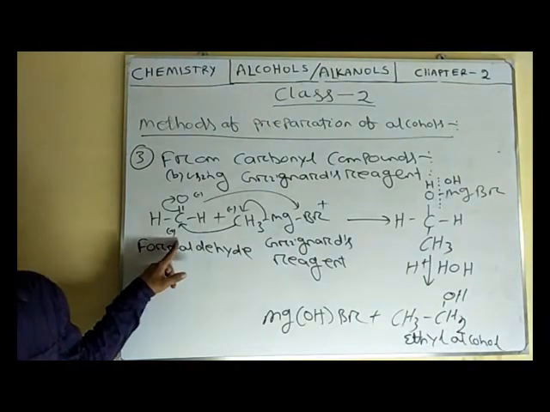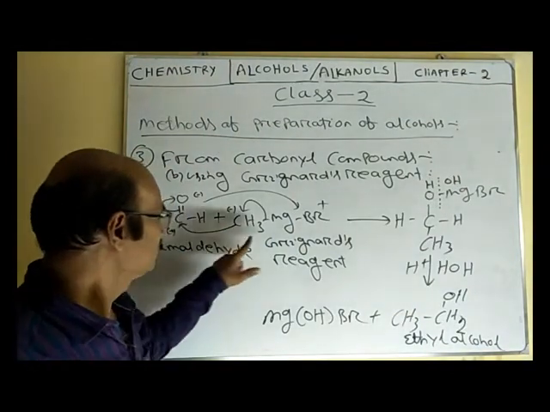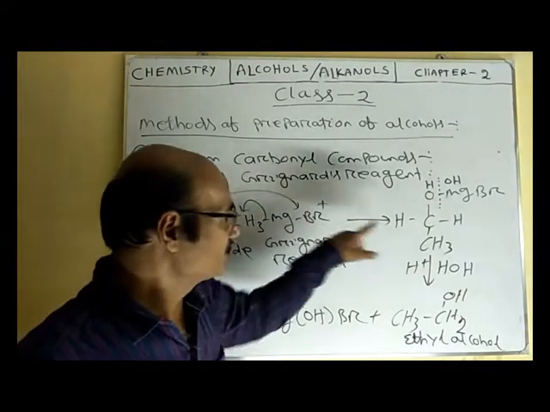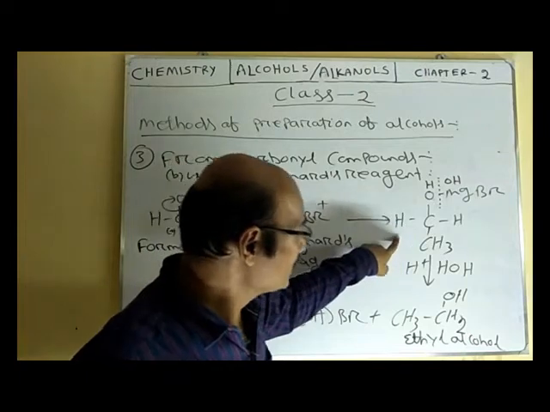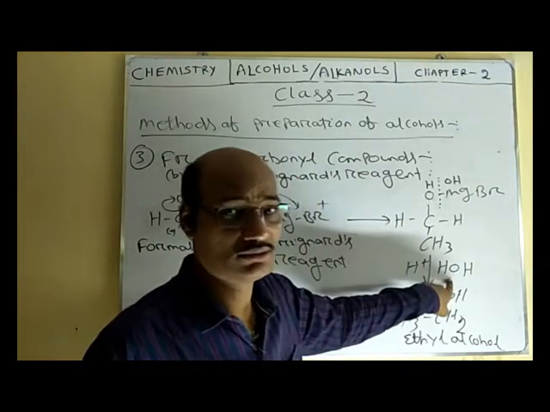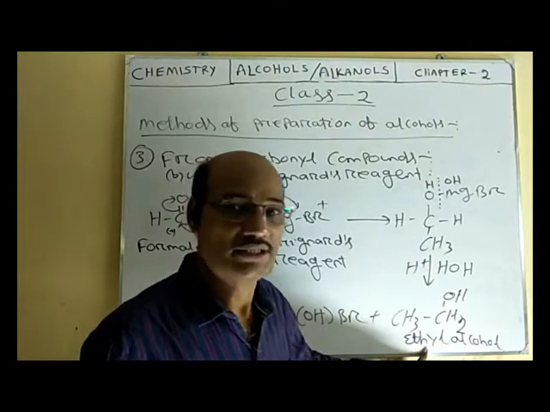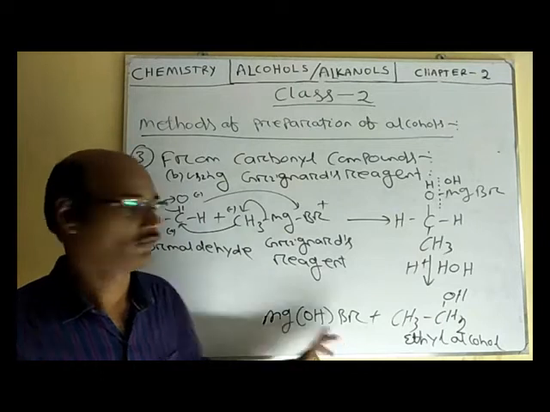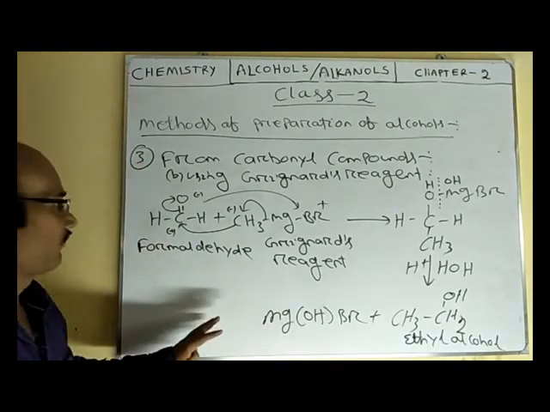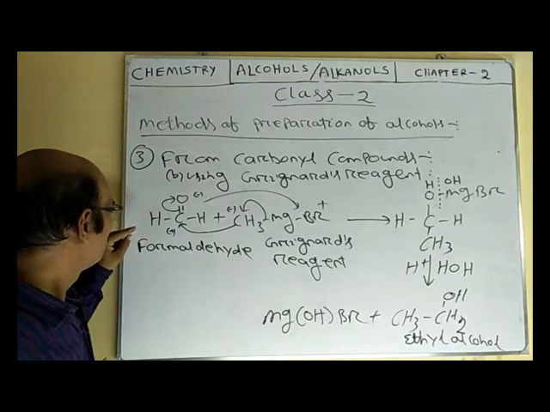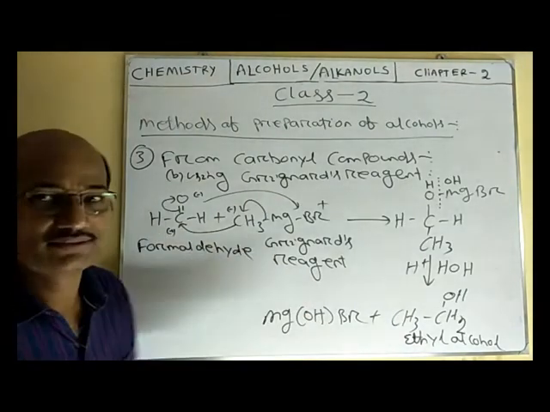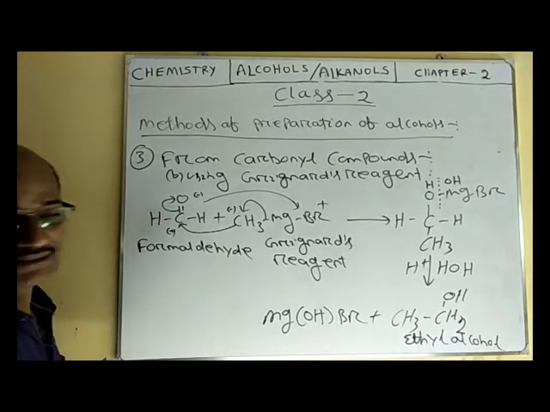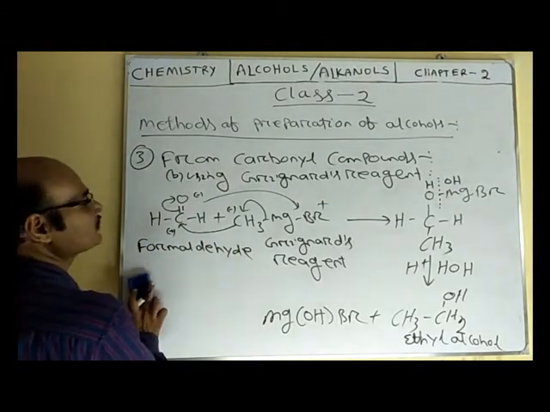So formaldehyde, when reacted with methyl magnesium bromide, gives this addition product. This on acidic hydrolysis gives the alcohol, ethyl alcohol, and this is hydroxy magnesium bromide. Now if I take another aldehyde, suppose acetaldehyde, let us see the same process.